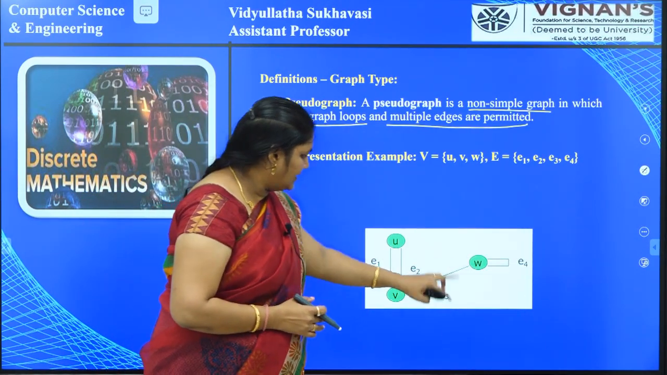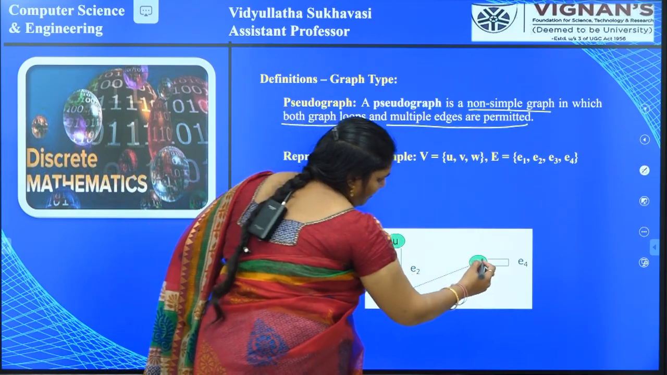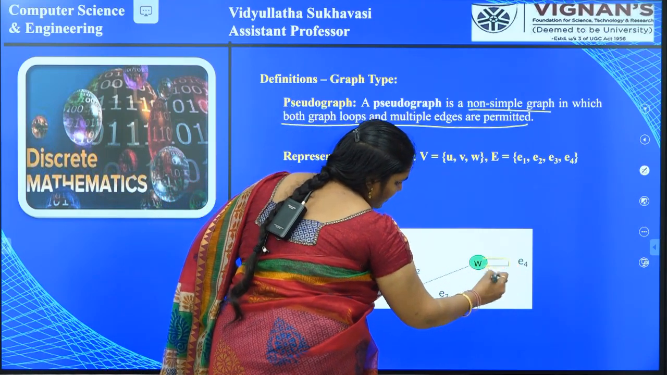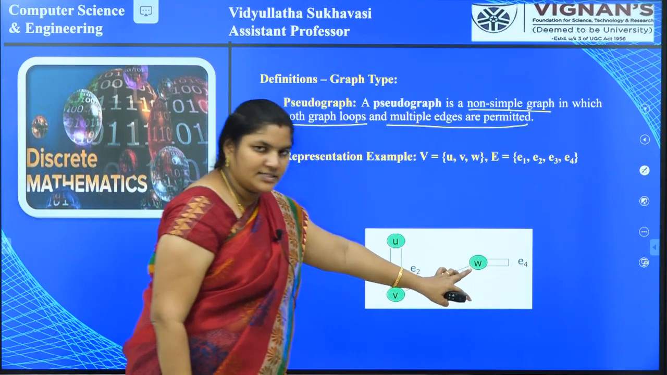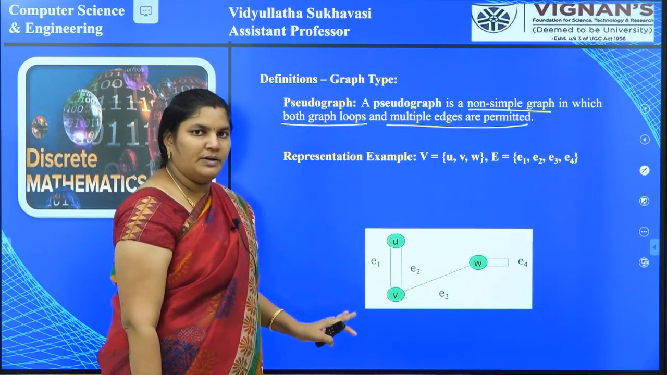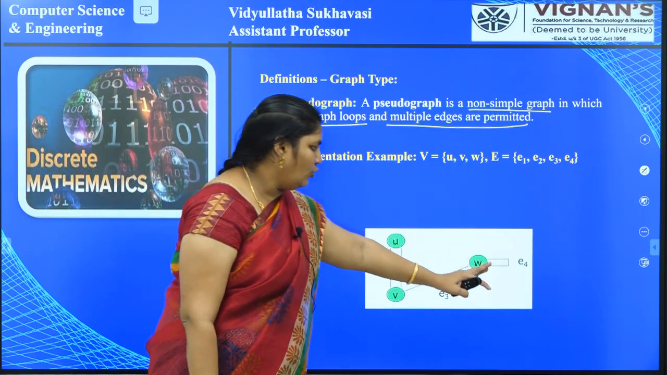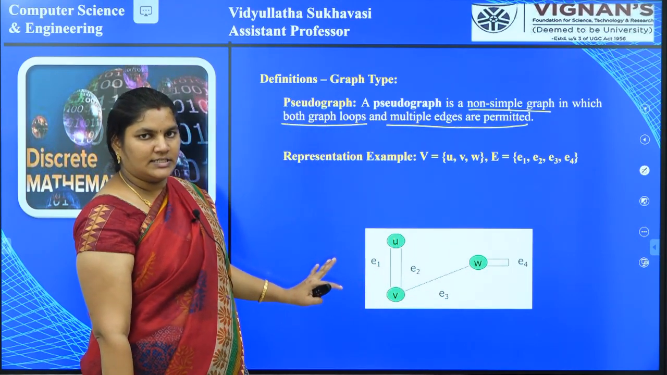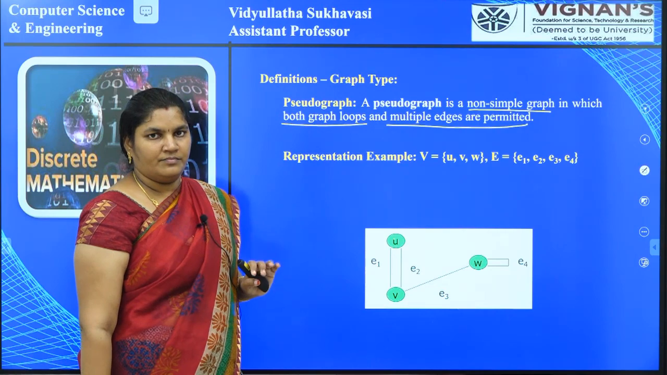So here is an example. Here W consists of a self loop, and between U and V we have multiple edges. Since it has loops and multiple edges, we call this a pseudograph.